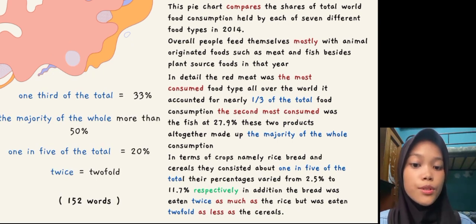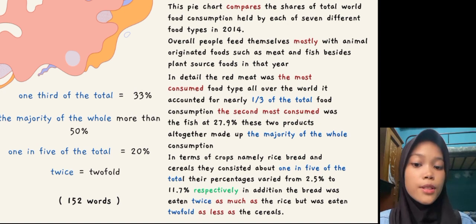There is some useful vocabulary to tell the percentages in a different way. 1/3 of the total means it is 33%. The majority of the whole is more than 50%. 1 in 5 of the total equals 20%, and twice means 2 times.